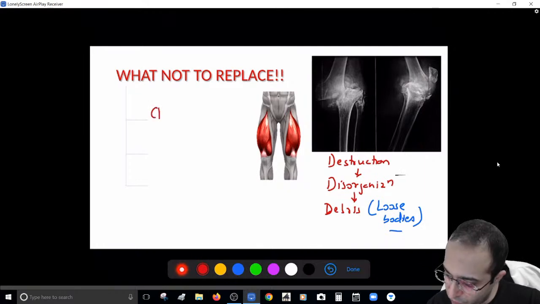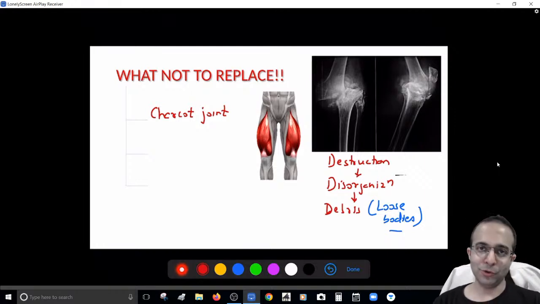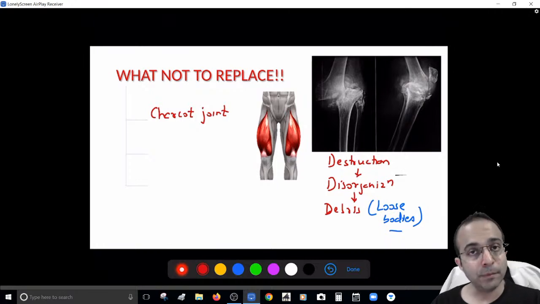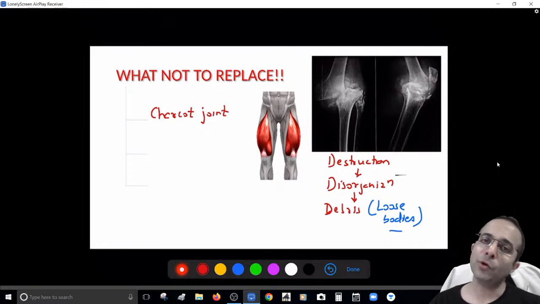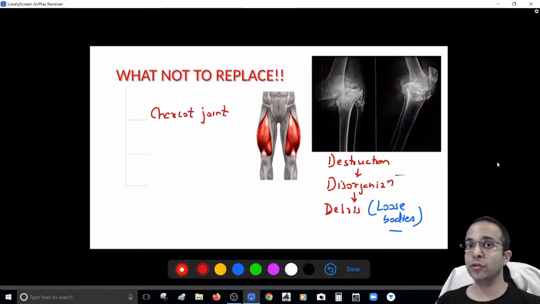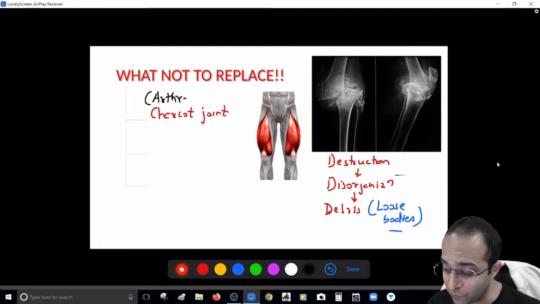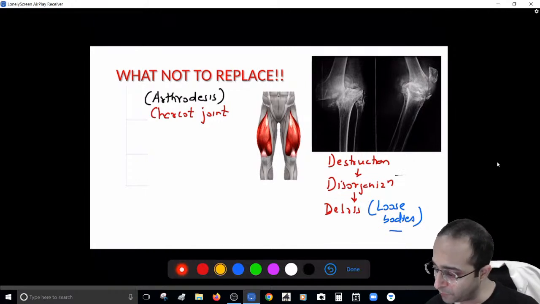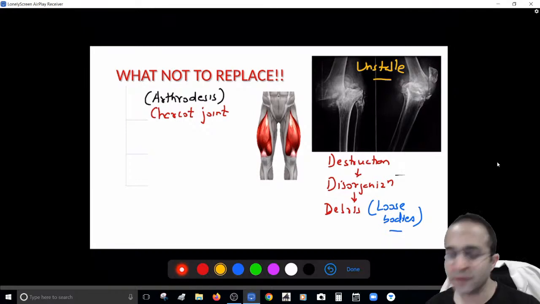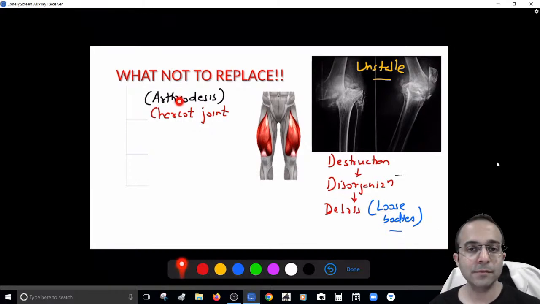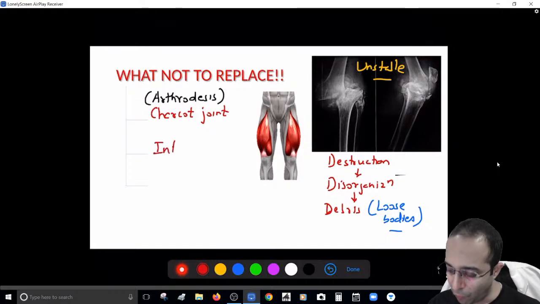Now, if it is a case of charcot joint, please don't replace the knee. The normal joint was gone because the nerve supply was gone, and nerve supply means the protective nerve supply. A joint has a protective nerve supply. Muscle contractions occur to protect the joint from damage during movements. That protective action of the nerve supply is gone in charcot. So even if you replace it, the joint will be gone. In a charcot knee, we generally prefer fusion, arthrodesis, because the problem with so much destruction is that the joint becomes unstable. When you fuse it, it becomes stable. So this is one indication where you should avoid replacing.